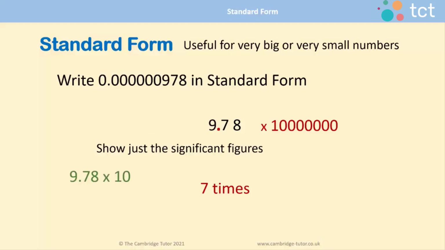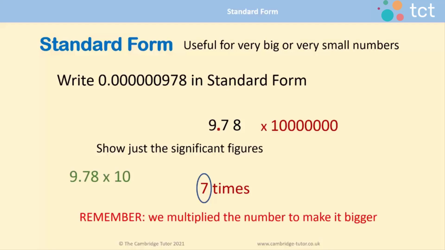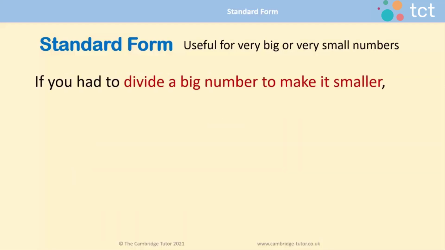Now again, remember, we've made a very small number much bigger. We've had to keep multiplying by 10. So the person who converts this back, they're still going to multiply by 10, but instead of to the power of 7, remember we multiplied it to make it bigger, so they're going to multiply it by 10 to the power of minus 7. Just remembering those rules.